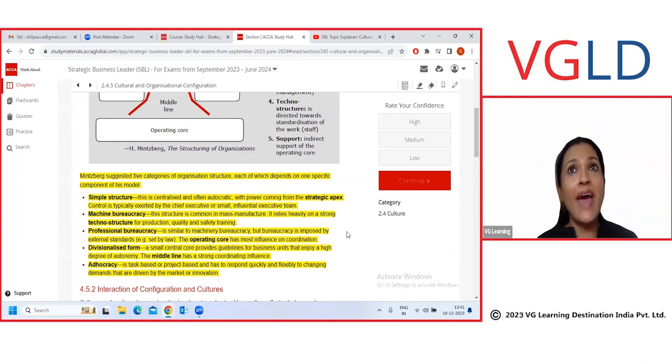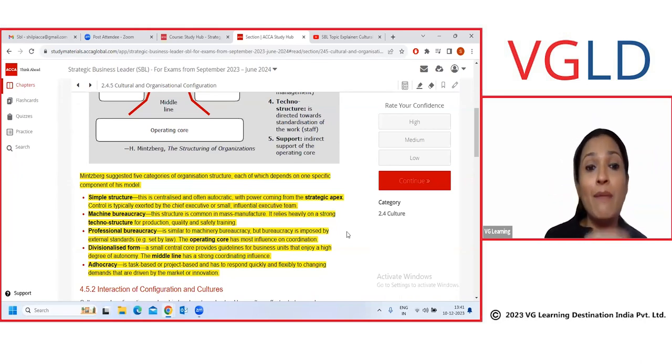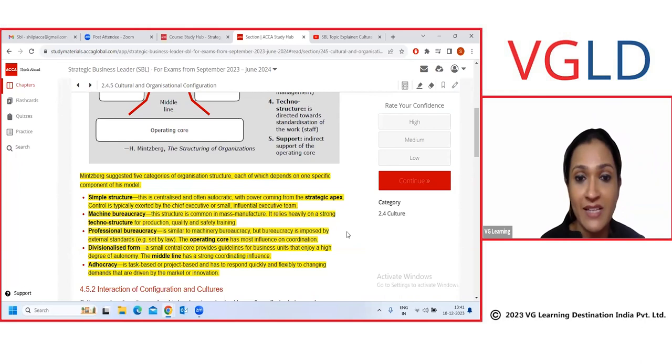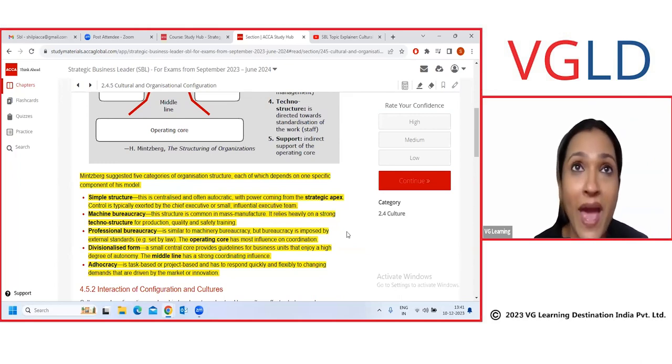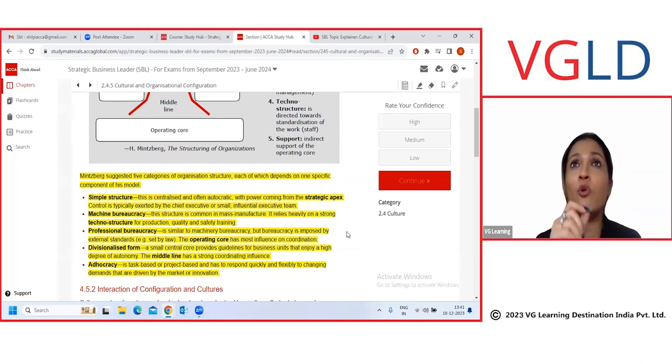Machine bureaucracy is where there's a lot of standardization of work, in terms of the machines being able to drive the operations and the technological structure within the organization, so that the product is good because of the good quantum of machines that you've been able to buy and put into the system, more and more standardization. Professional bureaucracy is where the skill set of professionals makes all the difference. So if you look at it, the hospital is as good as its doctors.